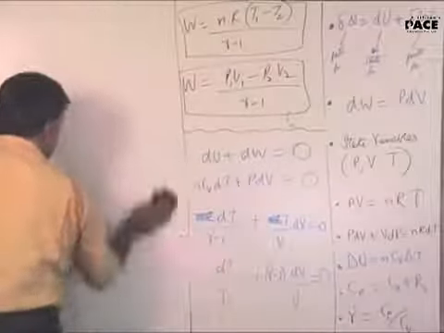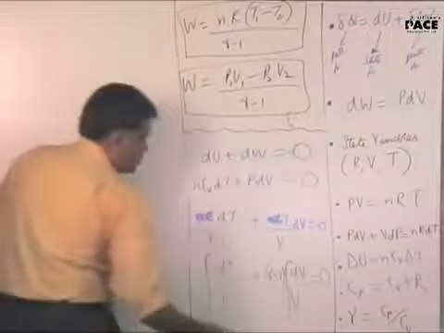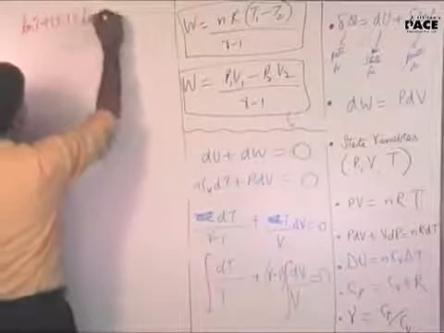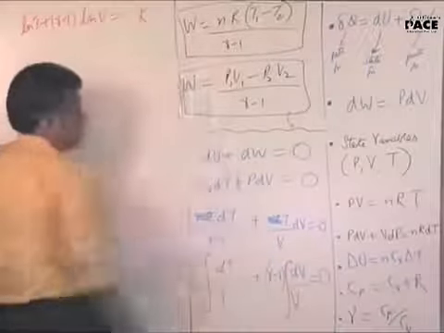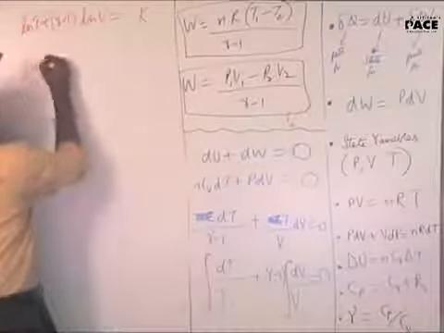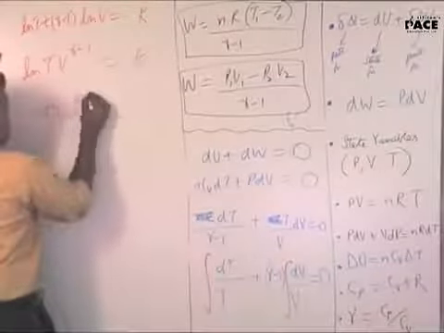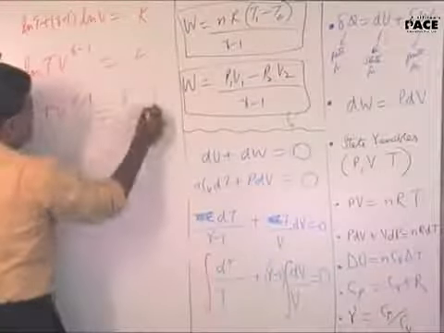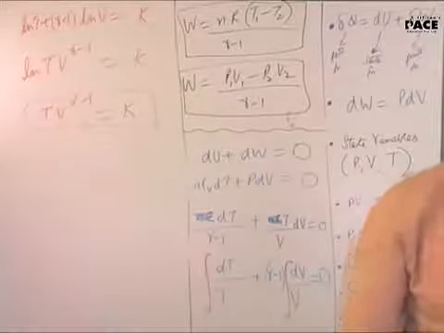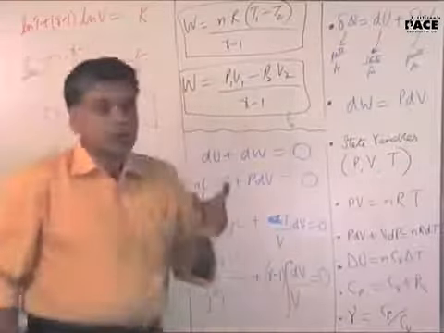So when you integrate this, what do you get? We get log T plus gamma minus 1 log V equals some constant of integration. We can combine this as log of TV power gamma minus 1 is a constant, which means TV power gamma minus 1 is some constant. Don't think this is the same K. TV power gamma minus 1 is a constant. That's an adiabatic relation. This is between T and V.